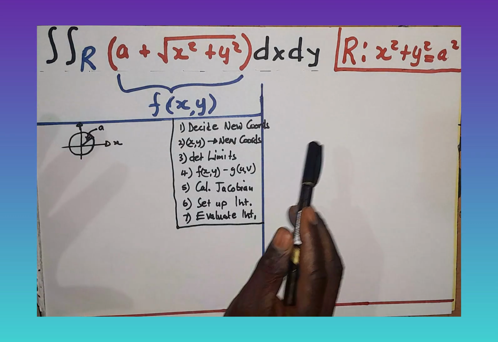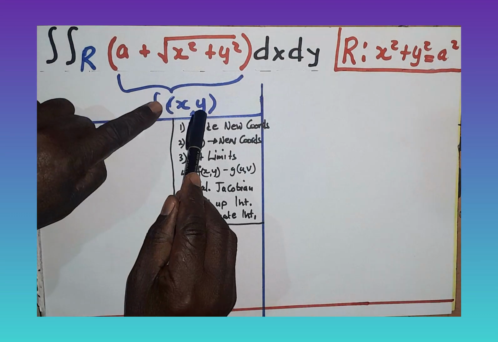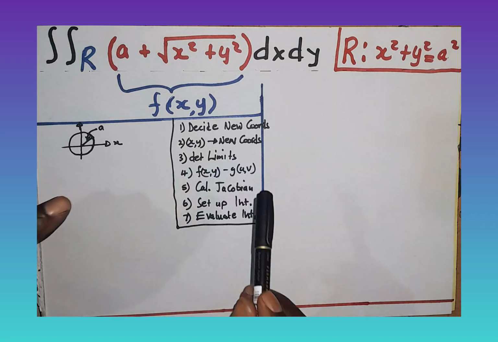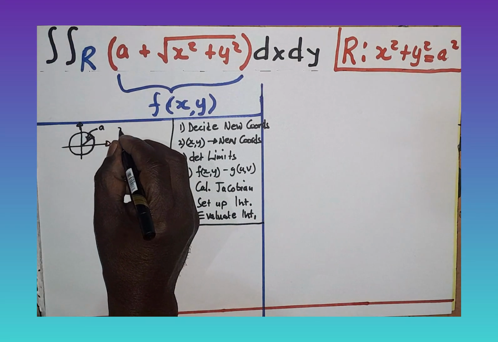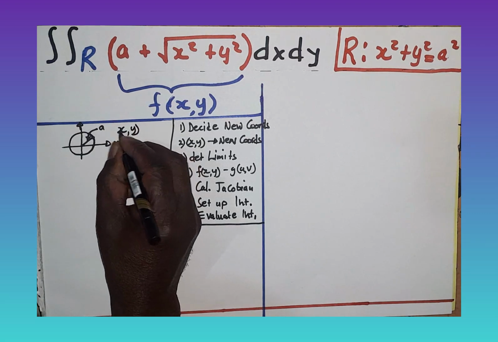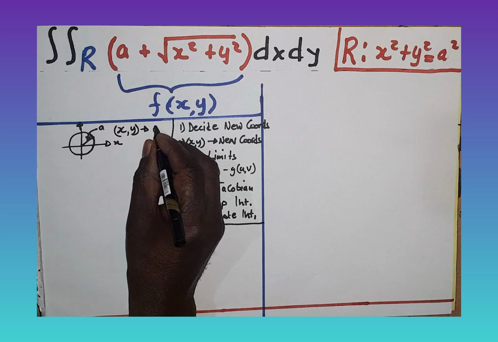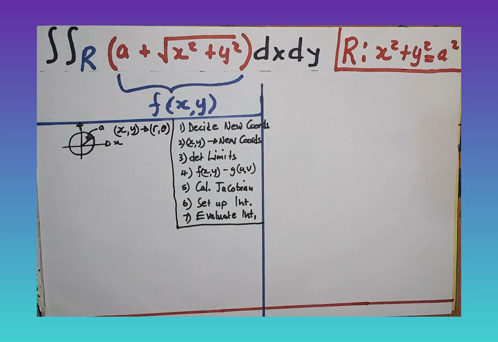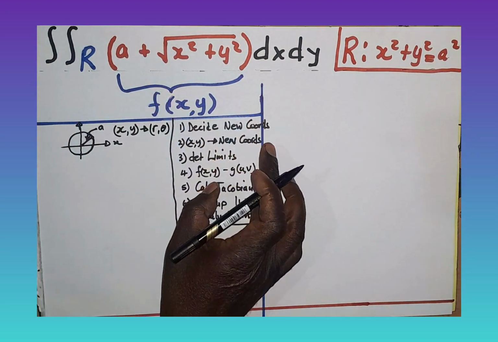Now, immediately, this suggests to us a transformation from rectangular coordinates xy to polar coordinates r theta. So we are going to have a transformation from xy coordinates, which are rectangular coordinates, to polar coordinates r theta. Okay, now let's go to step number 2. Now that we have decided, we're going to convert the rectangular coordinates into polar coordinates.